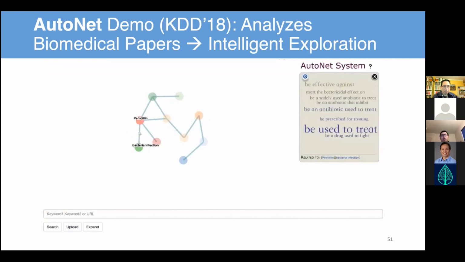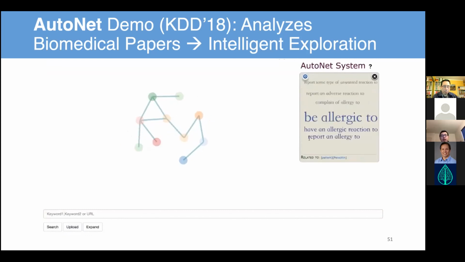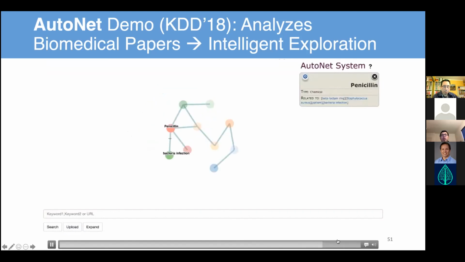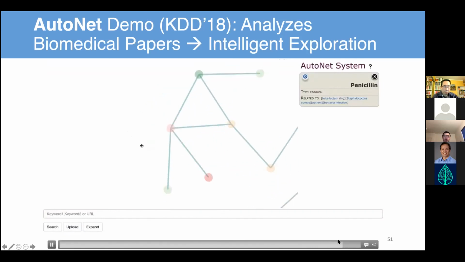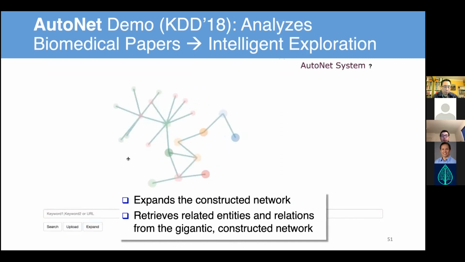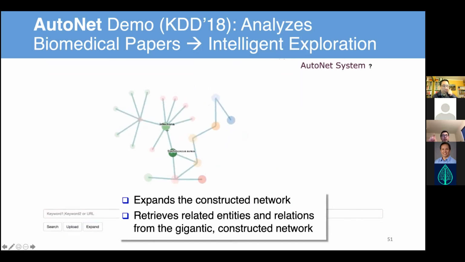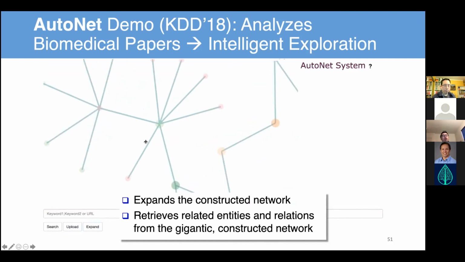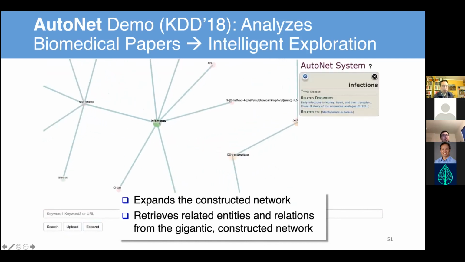And we can use this interface to do some navigation. You can mouse over to check the relationship. We will provide you some phrase cloud for the relationship. And we can also expand the knowledge here to retrieve more related information from the huge network we constructed from the whole PubMed papers. You can also keep clicking this expand until you feel you get enough knowledge here.